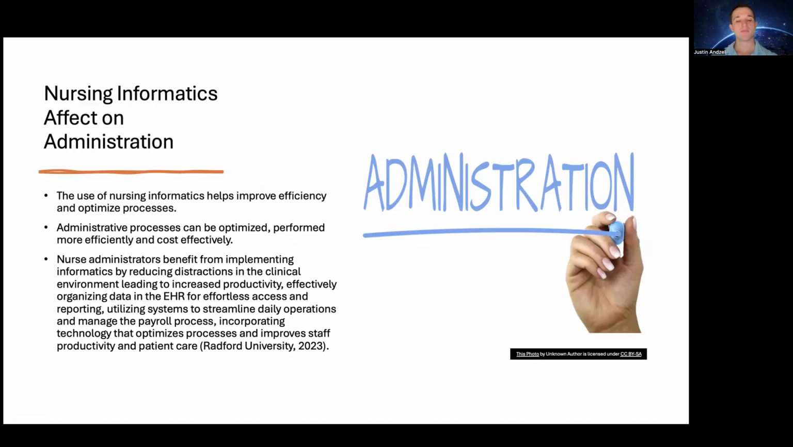Nurse administrators benefit from implementing informatics by reducing distractions in the clinical environment, leading to increased productivity, effectively organizing data in the EHR for effortless access and reporting, and utilizing systems to streamline daily operations and manage the payroll process, incorporating technology that optimizes processes and improves staff productivity and patient care.